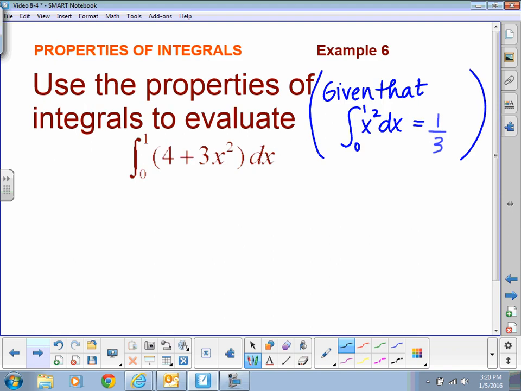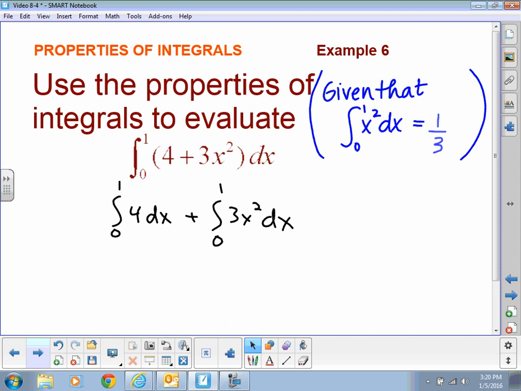So we're going to use those properties to evaluate this definite integral. And we're going to use the fact that the integral from 0 to 1 of x squared is just 1/3. Okay, we'll see how to actually calculate that eventually, but for right now, we'll just tell you that it's 1/3. So we've got addition, so let's split this into two separate parts. Okay, so that's using our property about addition.